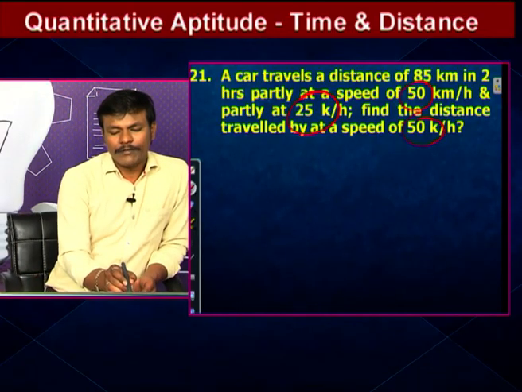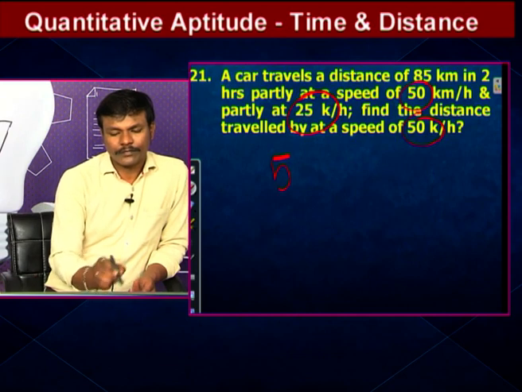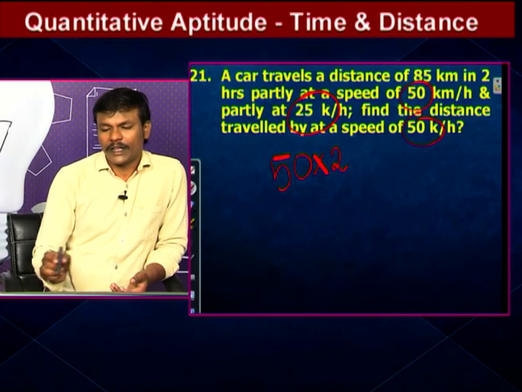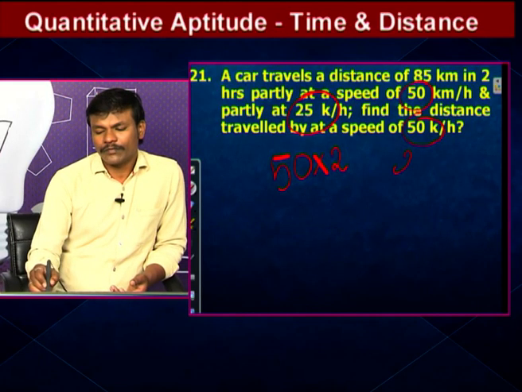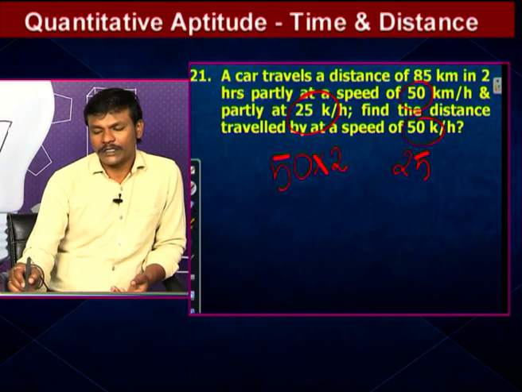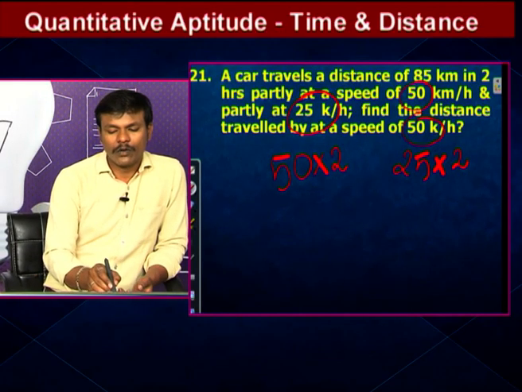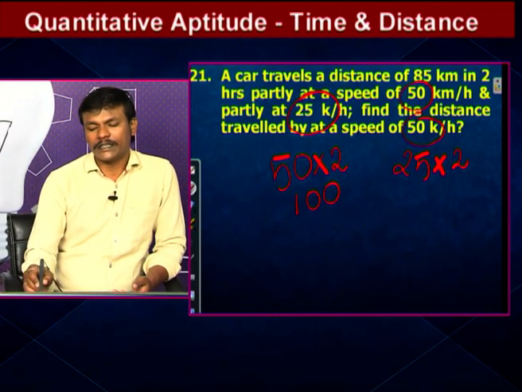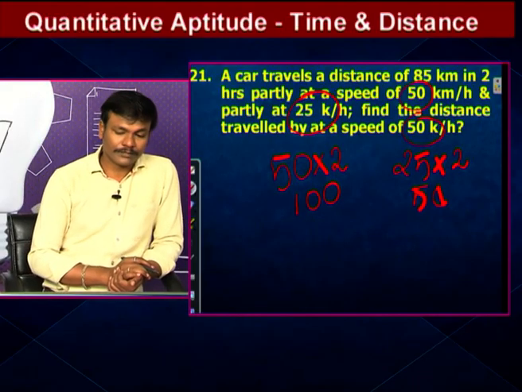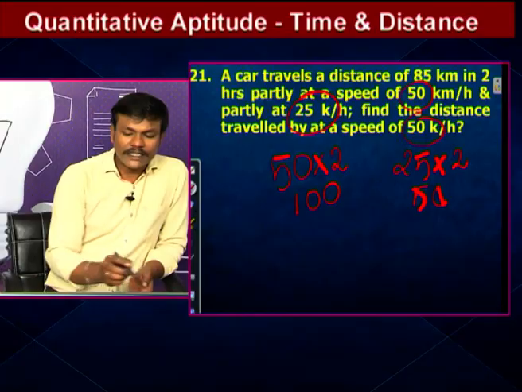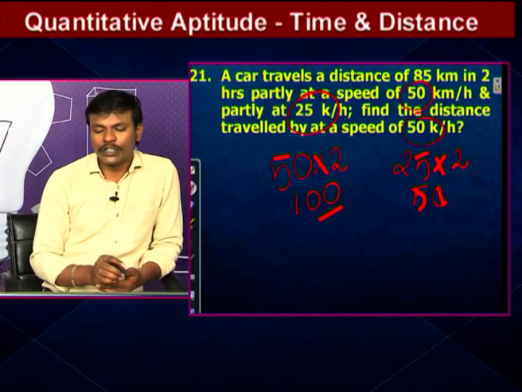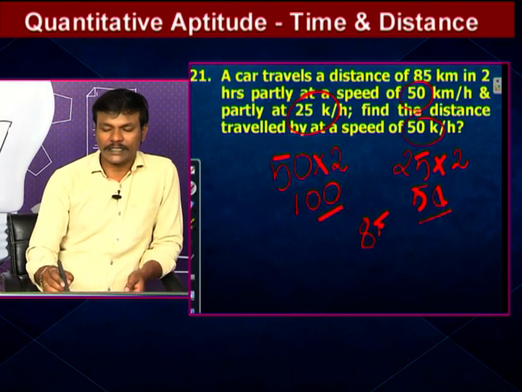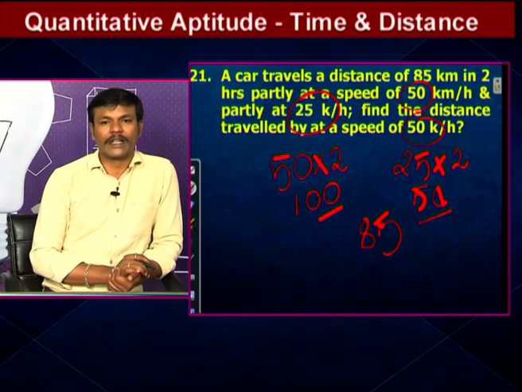You take 50 kilometers in the time of 2 hours. You take 25 kilometers in the time of 2 hours. Of the two distances, one distance is 100 kilometers, another distance is 50 kilometers. But the original distance is not 100, not 50. The original distance is 85 kilometers.